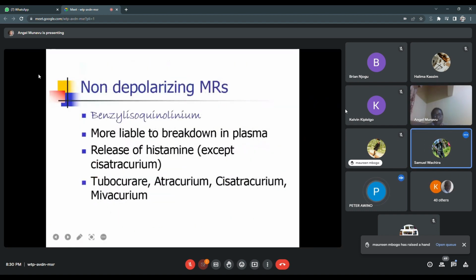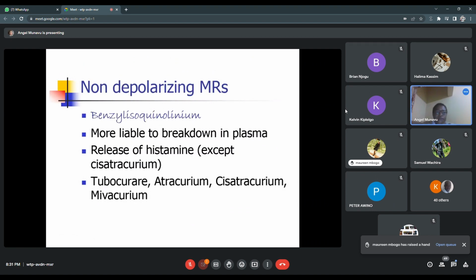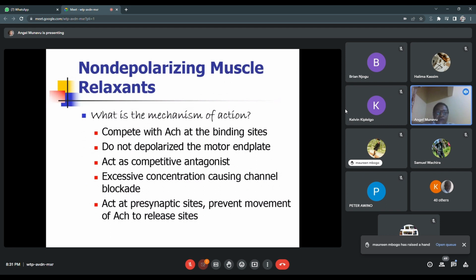Anyway, let me just finish this, as I think it's also getting late. So now we talked about the depolarizing. Now we go to non-depolarizing, and we are saying what is the mechanism of action. And remember, we have said that these non-depolarizing muscle relaxants compete with acetylcholine at the binding site. They don't work like acetylcholine, but they compete.